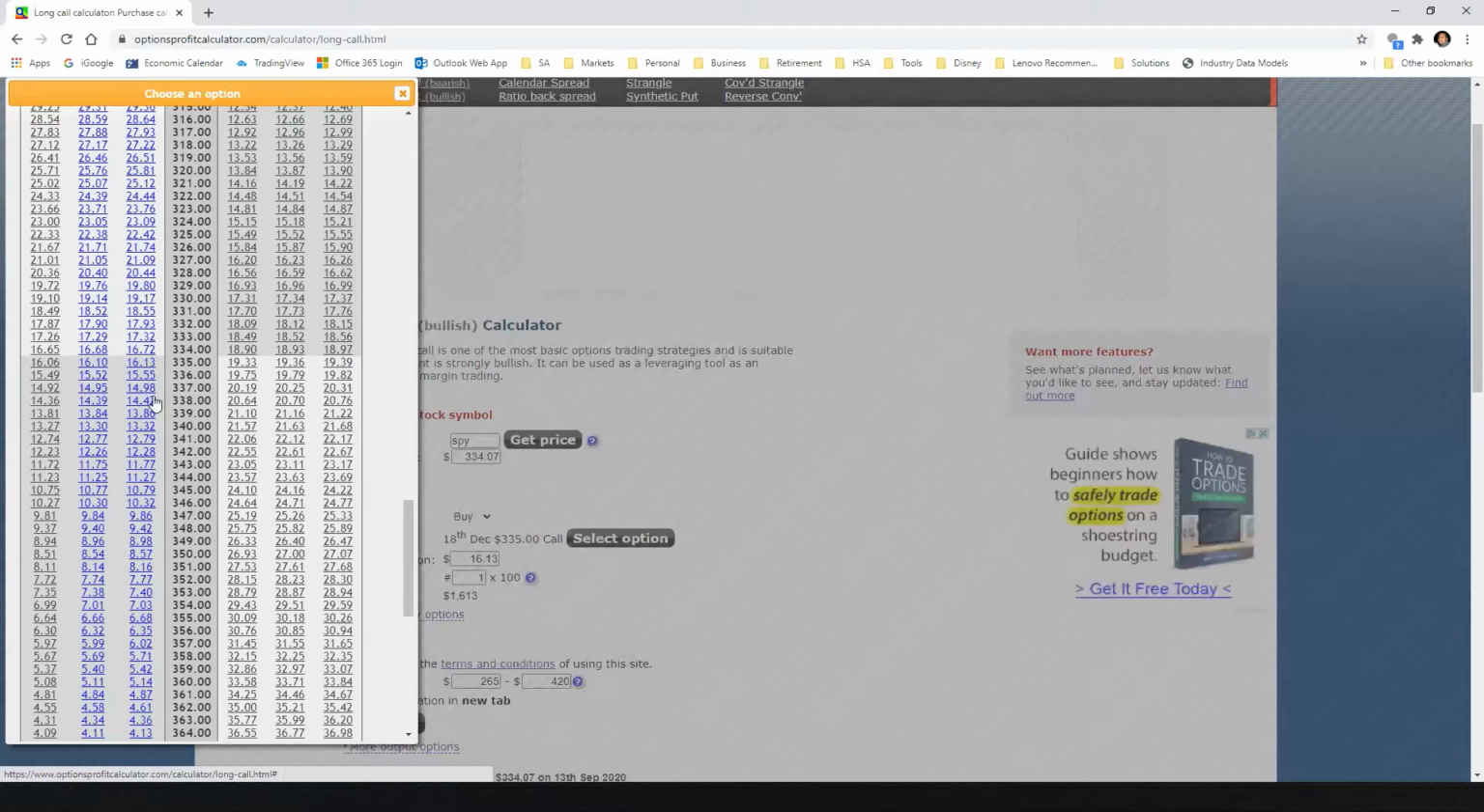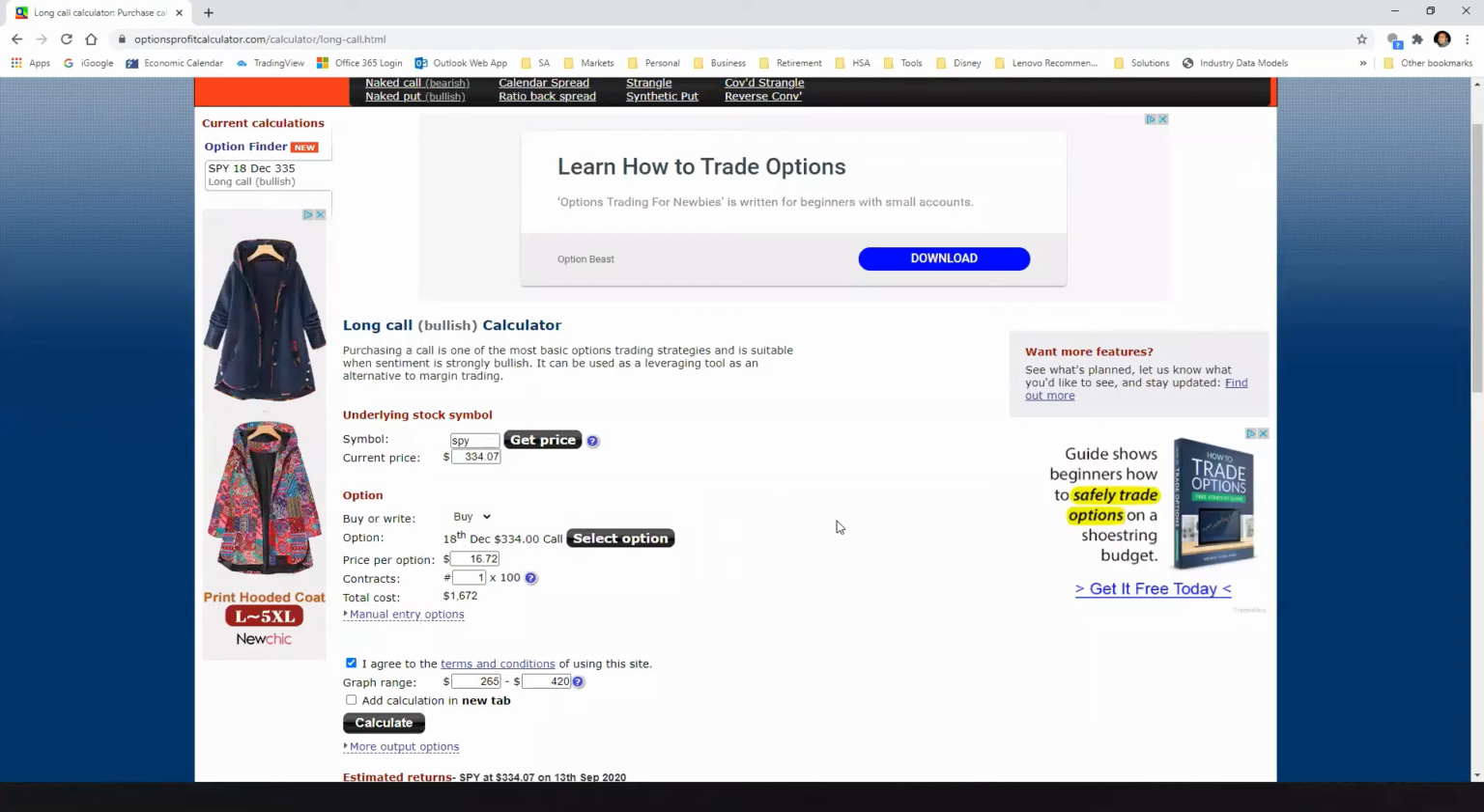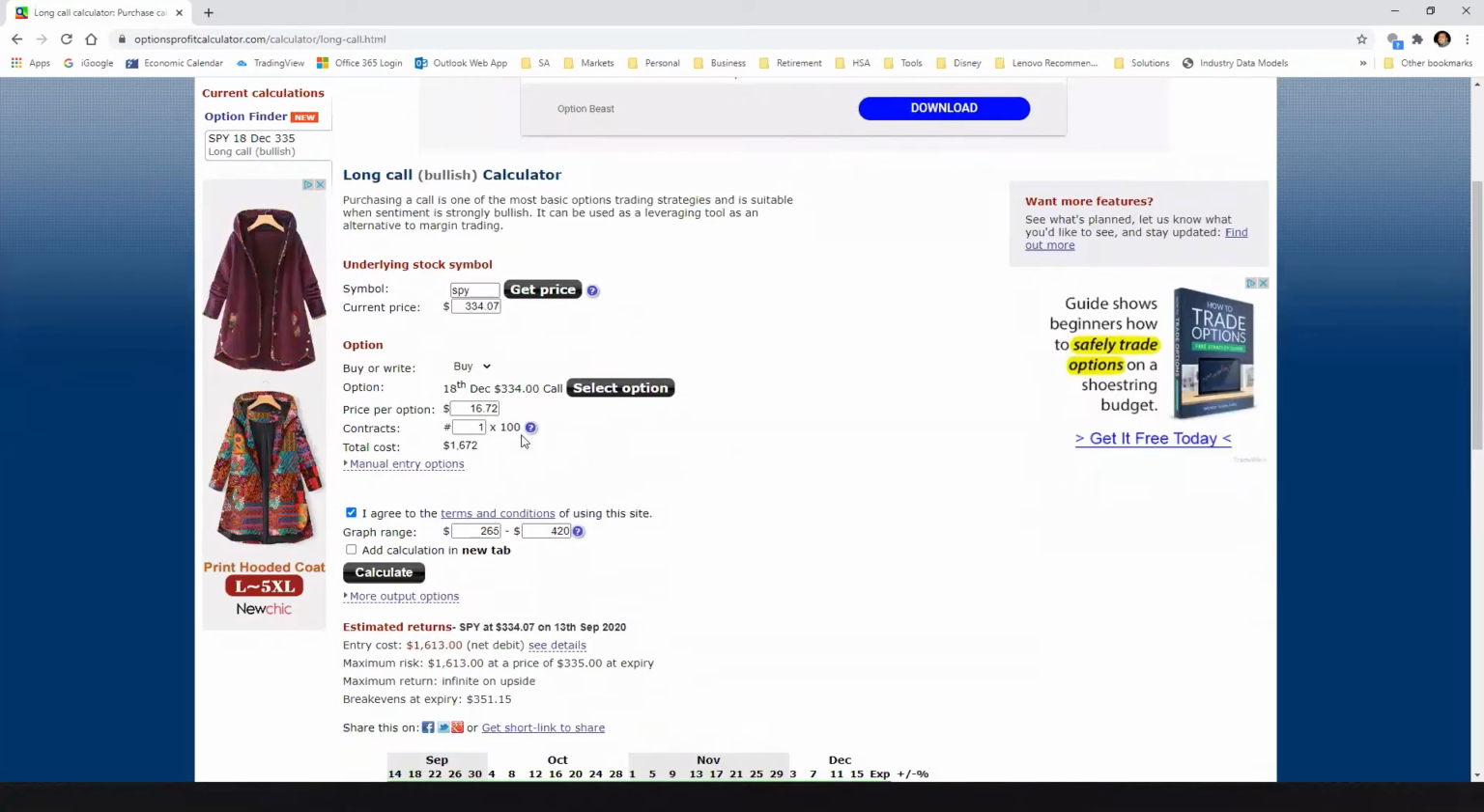So let's take at the money for now at 1672 here for a call option, hoping for this to go long. This is where you will notice I've selected 18 December, 334 is the strike price, with a call option. And the price per option is 1672. How many contracts am I applying to buy? Like I said, your contracts minimum is one contract and it is multiplied by 100 shares, and your cost is going to be 1,672.